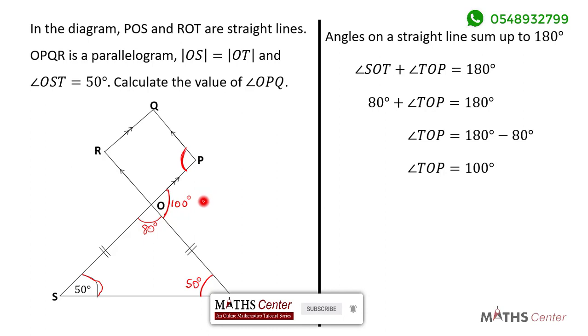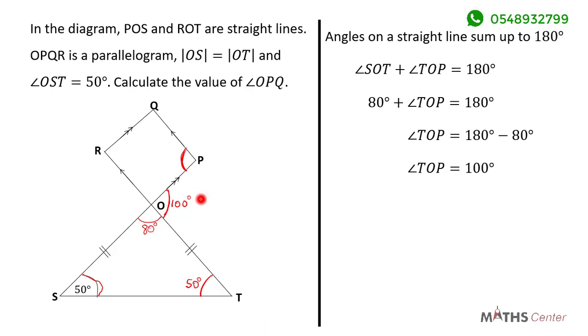From plane geometry, we know that alternate angles are equal. So the angle TOP will be equal to the angle OPQ, and the reason is that they are alternate angles. We have found angle TOP to be 100 degrees, so it means that angle OPQ will also be 100 degrees. So in this diagram, the value of angle OPQ is 100 degrees.